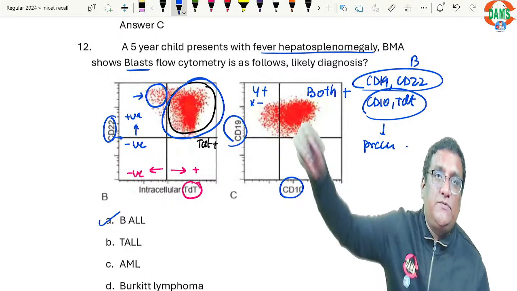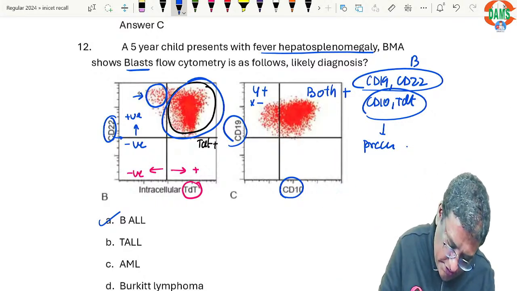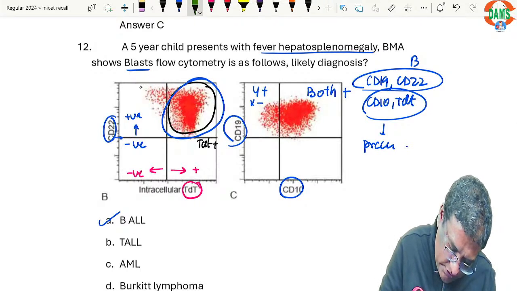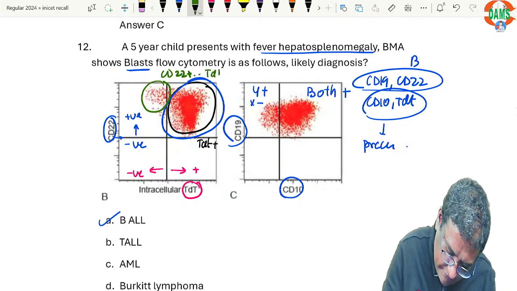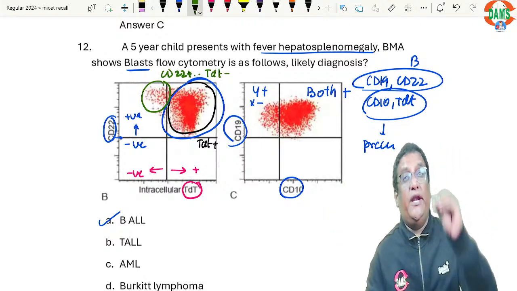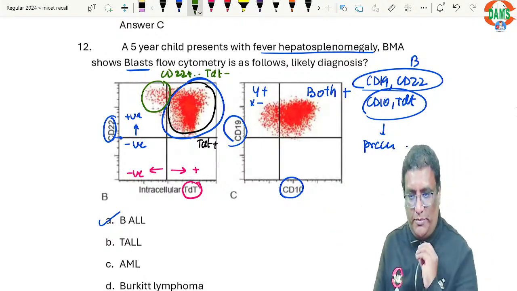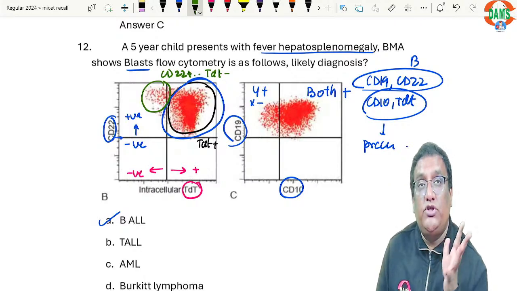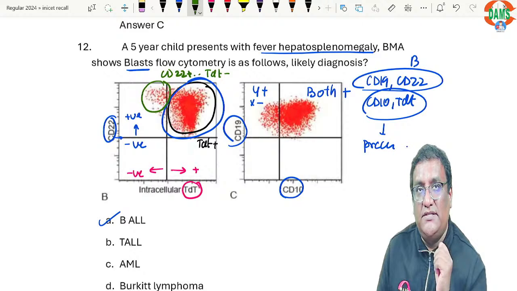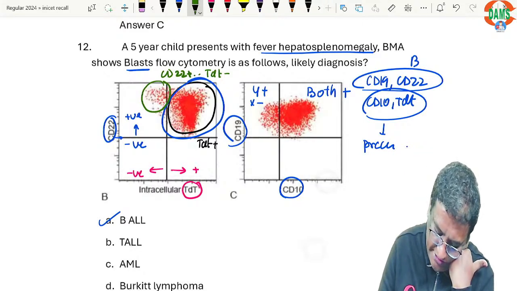Okay, so what is this small circle? This small circle I am showing with green, these will be CD22 positive, but TdT negative. That means these are not immature. Some mature B cells are also present in the blood sample, but the majority of them are immature B cells, isn't it? The same thing is reflected here as well.